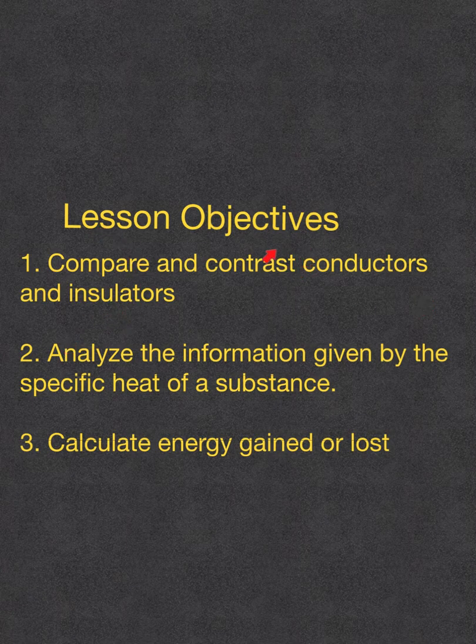The second objective is that you have to analyze the information given by the specific heat of a substance. Okay, let's say that you know the specific heat of any given substance. You need to know what is the information that you can get from there. And the last objective that we want to accomplish with this lesson is that you have to be able to calculate energy gain and loss.